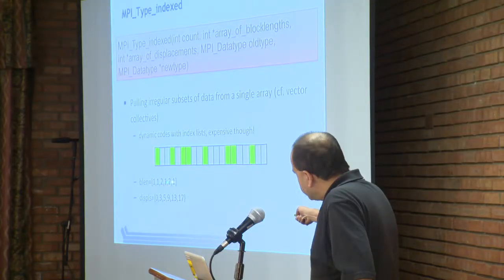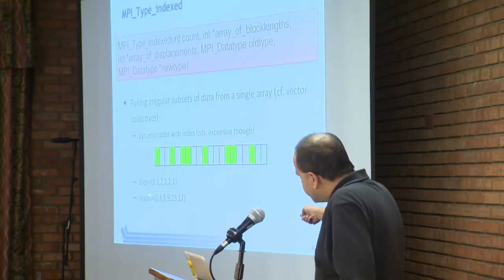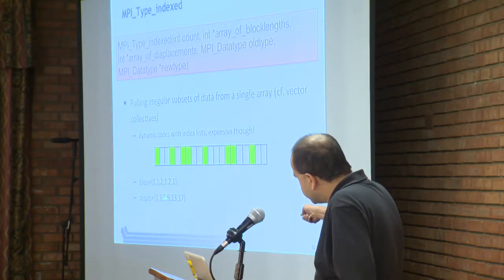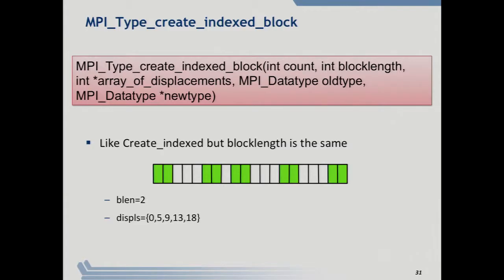So the block lengths array would be 1, 1, 2, 1, 2, 1, because these are 1, 1, 2, 1, 2, 1. And the displacements are the locations where the starting points of these blocks are. So they are at 0, 3, 5, 9, 13, 17 in that array. It's just detail. There is another function that was added in MPI 2.2, I think.